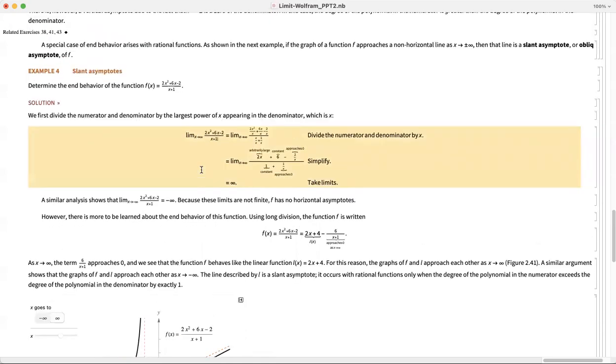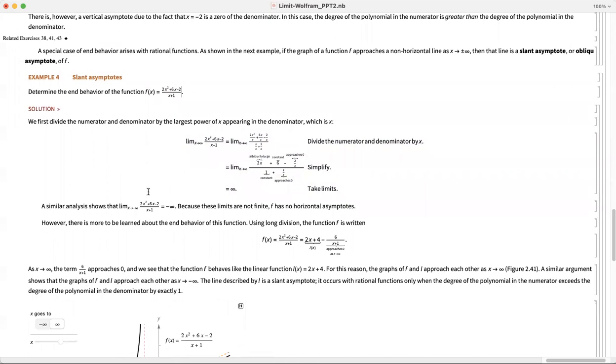What about the vertical asymptote? Yes, negative 1. Look at the f of x, the bottom one, x plus 1. So as x approaches negative 1, f of x goes to infinity or negative infinity. We'll see.